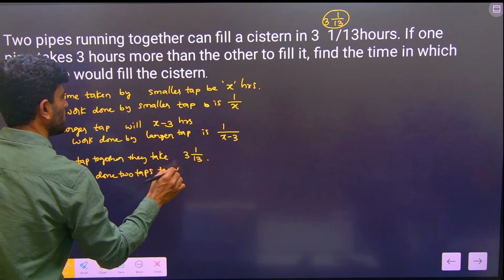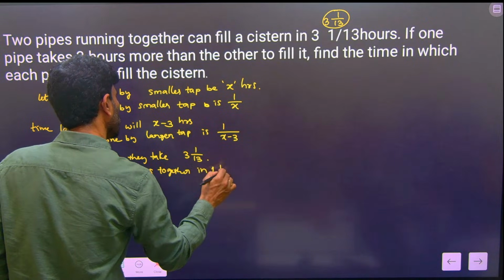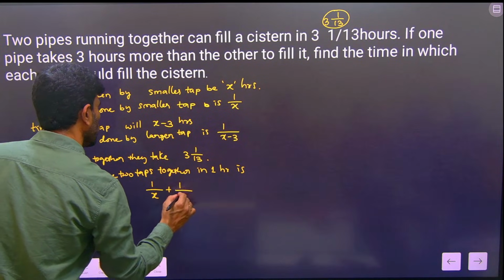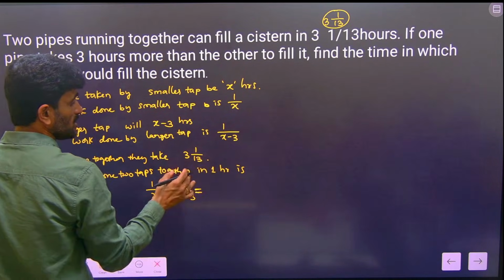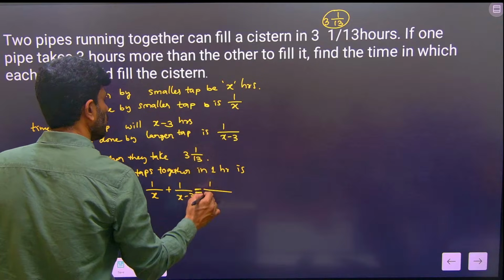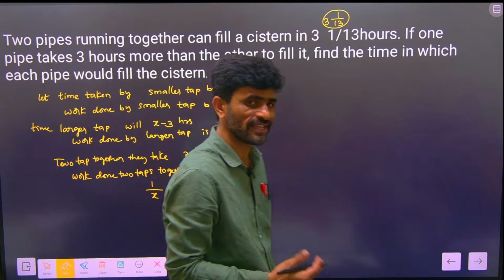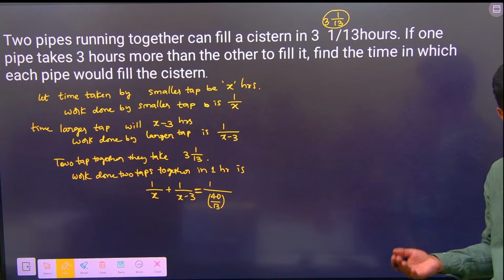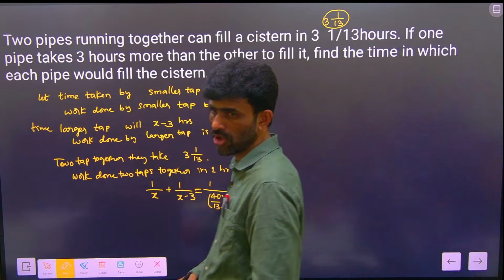So if you write step by step like this, you will understand more clearly. Work done by two taps together in 1 hour is 1 by x plus 1 by x minus 3 is equal to, it is not just 40 by 13. It is 1 by 40 by 13, because it should be reciprocal like before. When time is x, work is 1 by x. Now when time is 40 by 13, work is 1 by 40 by 13. If you take directly 40 by 13, again your answer will be wrong.